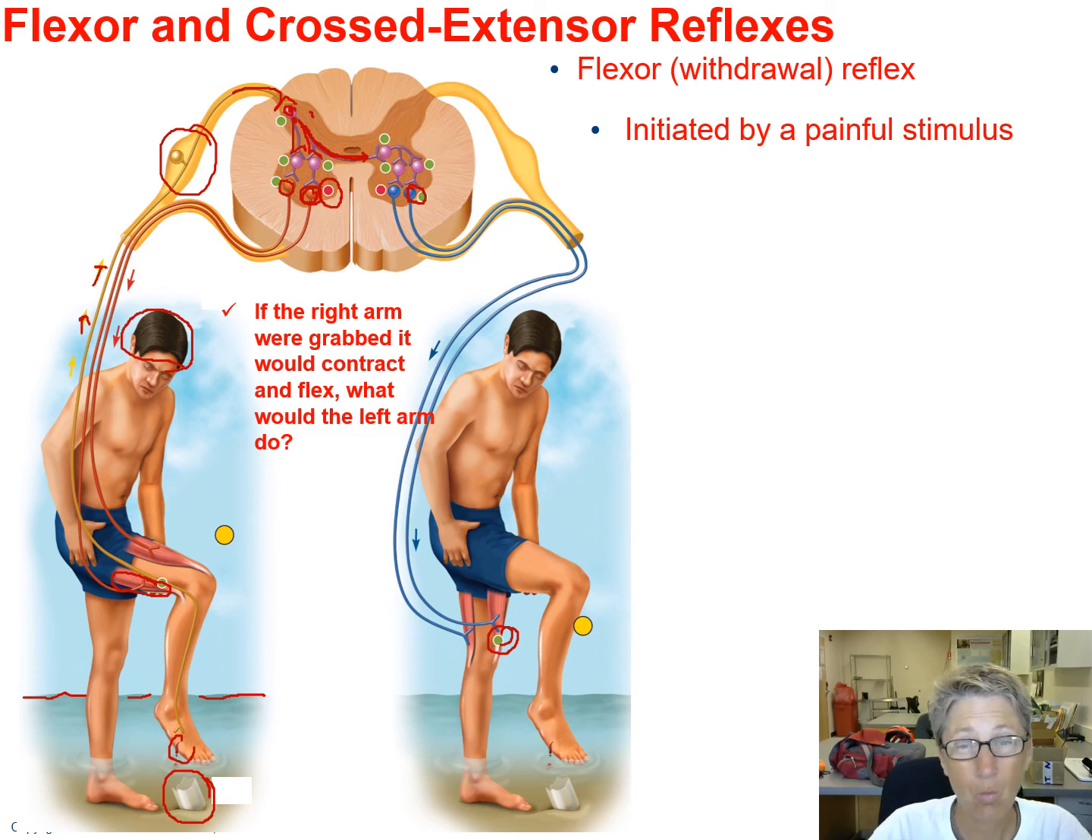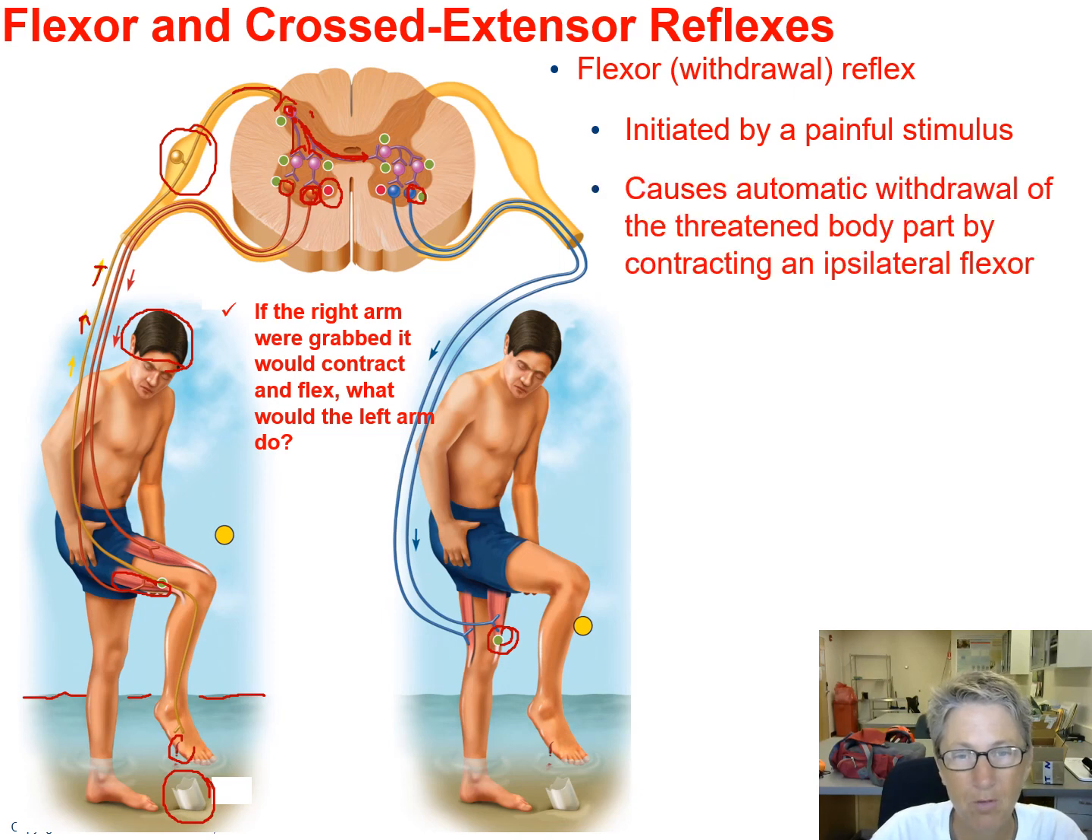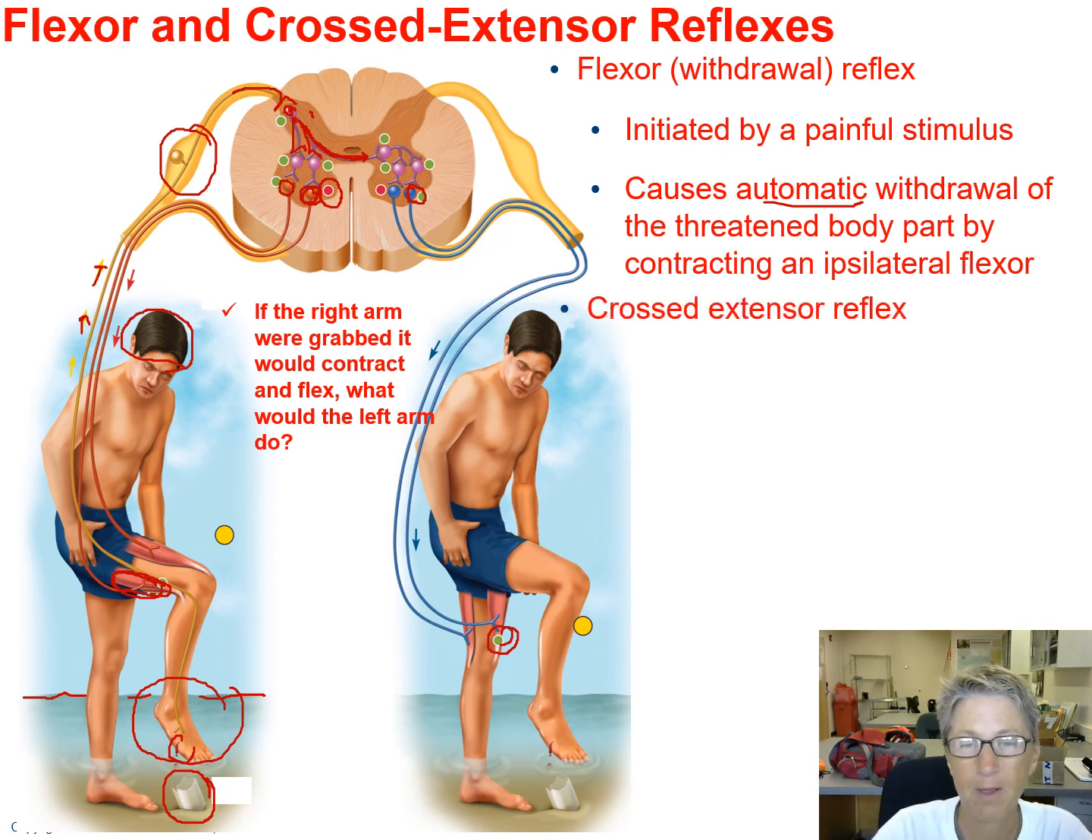So this flexor withdrawal reflex is initiated by a painful stimulus. It causes an automatic or reflexive withdrawal of the threatened body part, that's your foot that just got cut by glass, by contracting an ipsilateral flexor. Ipsilateral means you're on the same side. So you're going to contract the ipsilateral flexor. That's your hamstring, so that you can flex your knee to pull your foot away. So ipsilateral is on the same side of the body. Contralateral is on the opposite side of the body.